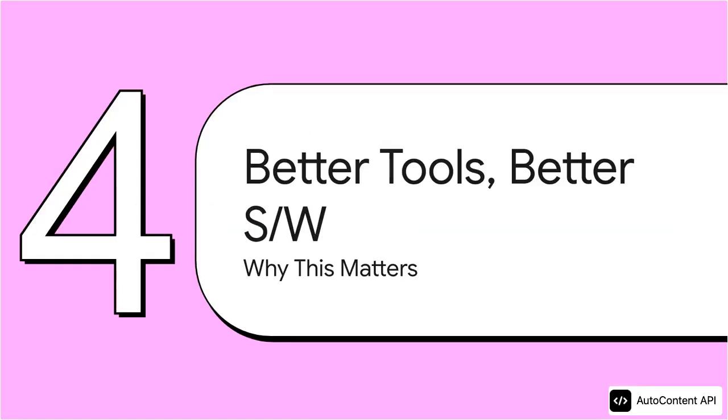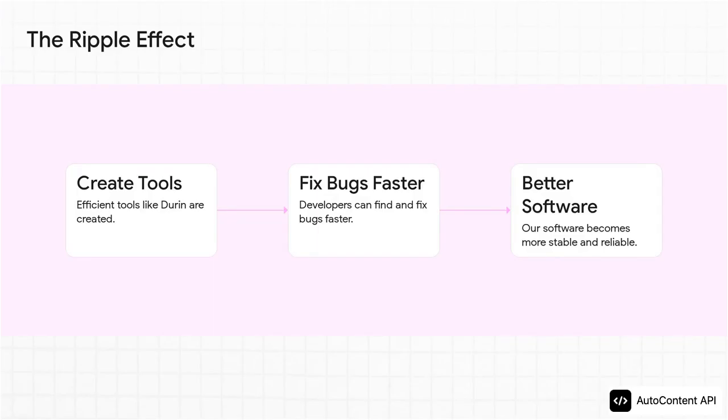Okay, I get it. A highly specialized tool for reading technical blueprints. You might be thinking, why does this matter to me? I'm not a developer. Well, it turns out this stuff actually matters to all of us, a lot. It all comes down to a really powerful ripple effect. See, when a smarter, faster tool like Durin comes along, it means developers can find the reason for a crash way, way faster. And if they can fix bugs faster, it means the apps we rely on every single day just get better, more stable, and more reliable for everyone.